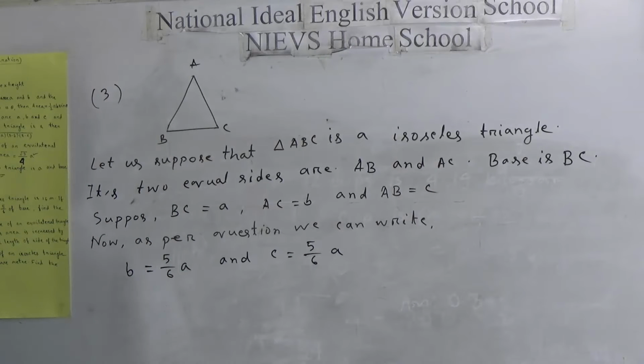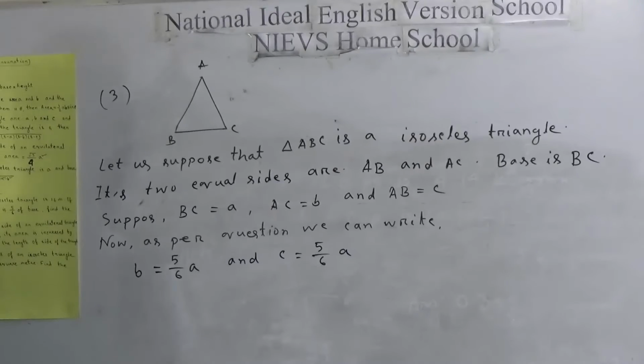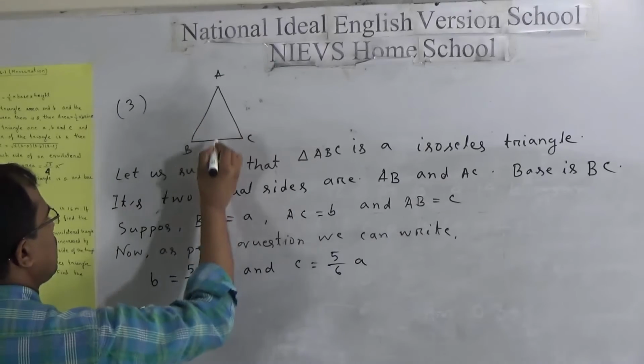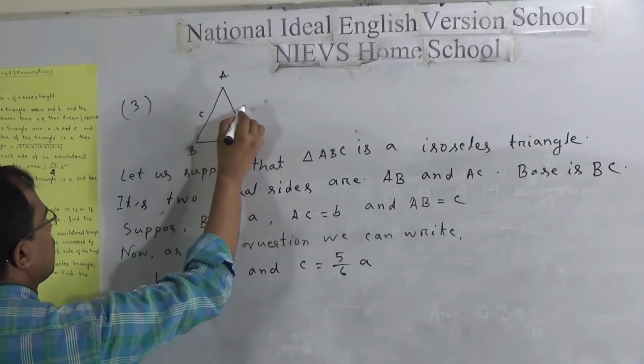So as per question you can write A plus B plus C is equal to 16. Here this is A, this is C and this is A.